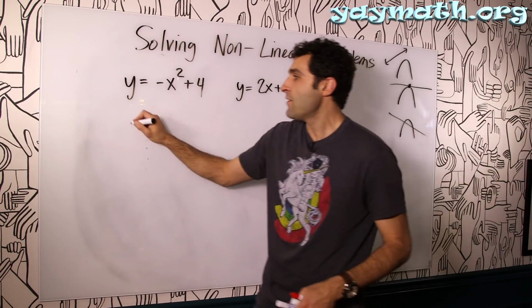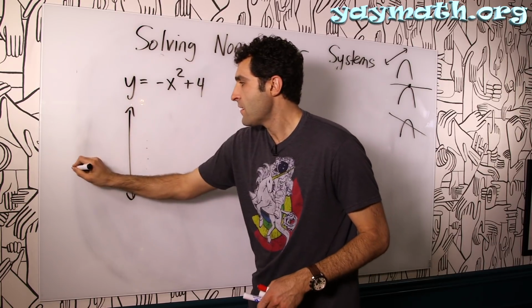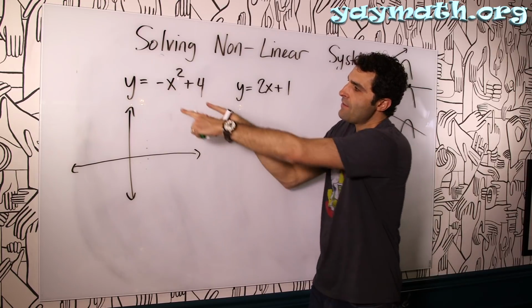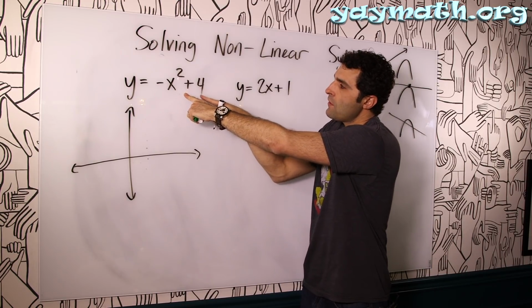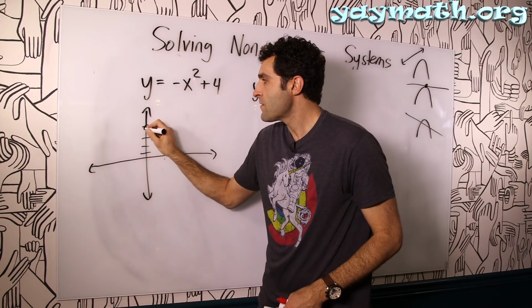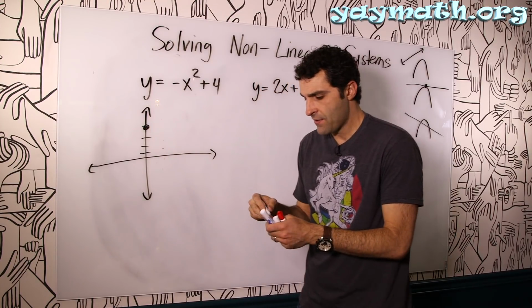I would like to get a visual fix. Here we go. y equals negative x squared faces down. This is a vertical shift of 4. So we go up 4. 1, 2, 3, 4. Starting there. And let's graph the sky in blue.